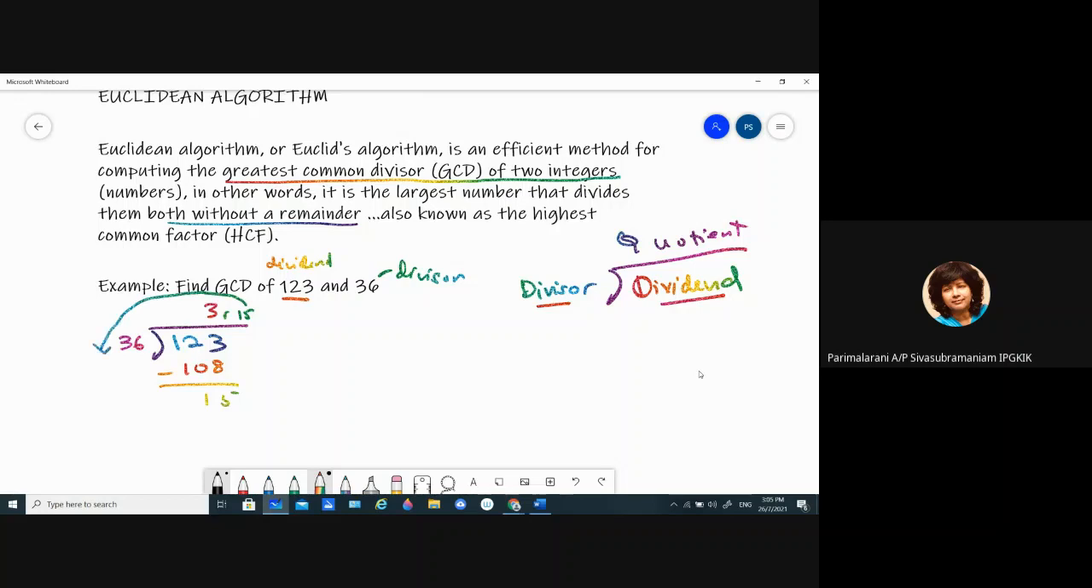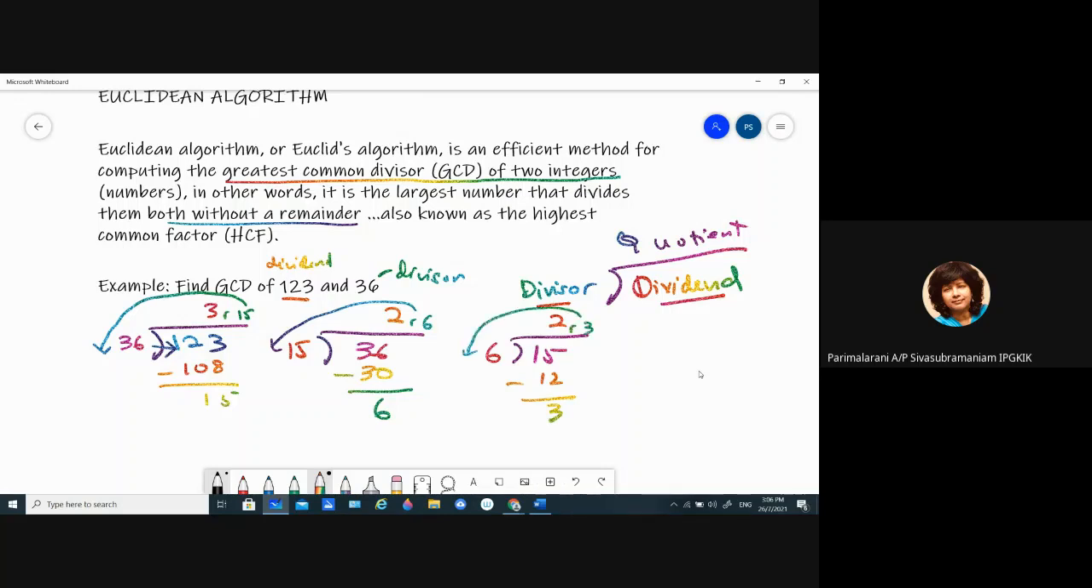The 15 will be the new divisor, 36 will become the dividend. So you think of it like, 15 you write here and push the 36 inside. So for the next step, we have 36 here and 15 here. 36 divided by 15 is 2. 2 times 15 is 30, remainder 6. So the 6 will come here and push the 15 inside. So you have 15 here and 6. 6 times 2 is 12, remainder 3. So the 3 will come here outside and 6 goes inside.